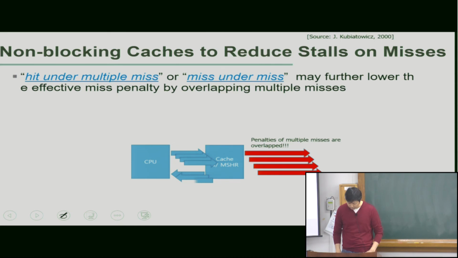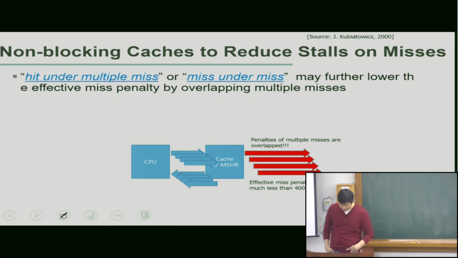1, 2, 3, 4 come back like this. So the effective miss penalty becomes much less than 400 cycles.